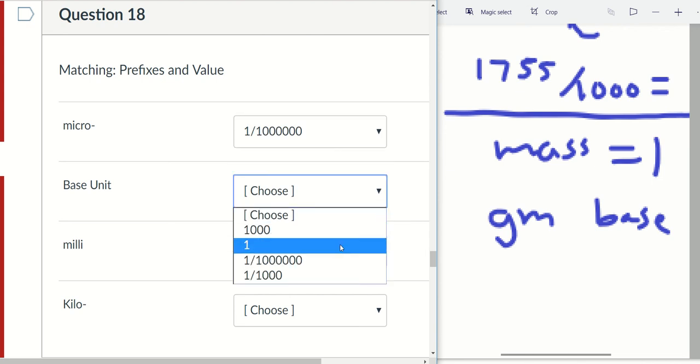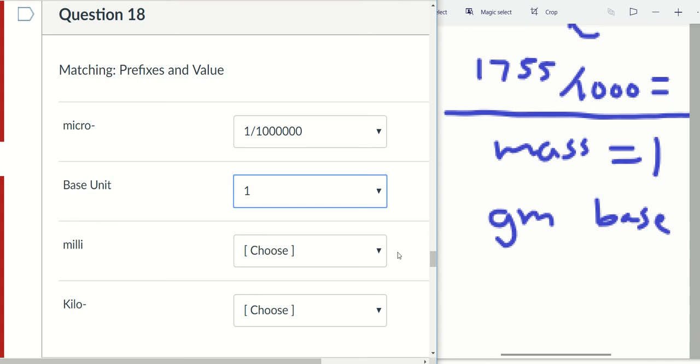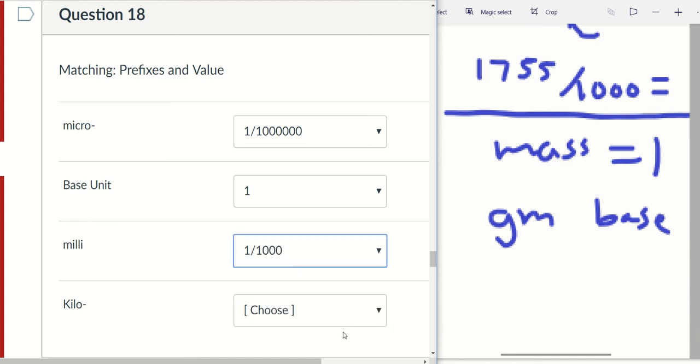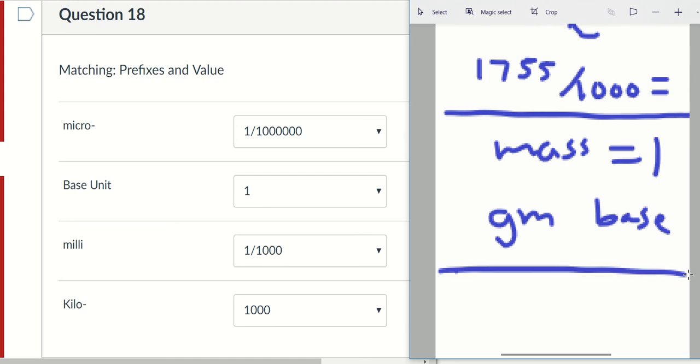Base unit has a value of 1. What does milli mean? Milli means 1/1000th. Kilo? What does kilo mean? You have 1 gram of Coke. How much do you have if you have a kilo of Coke? Yeah, you have 1,000 grams of Coke. So kilo just means 1,000. That's what the prefix means. Milli means 1/1000th, and then micro means 1/1,000,000th.